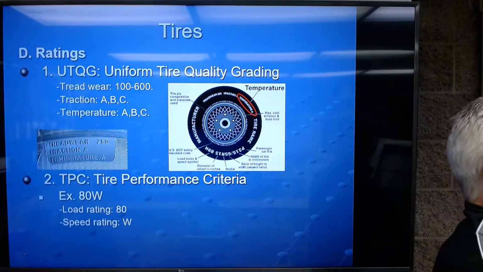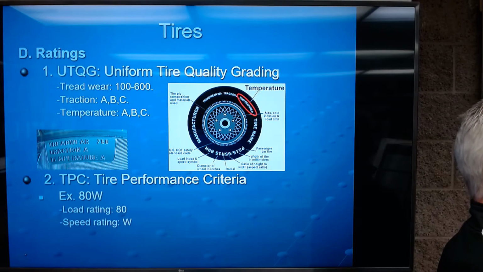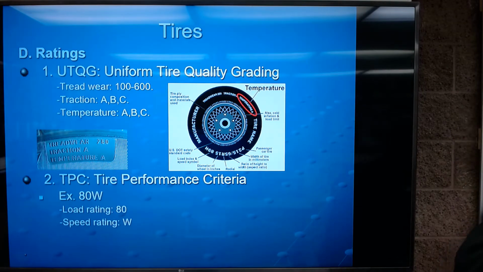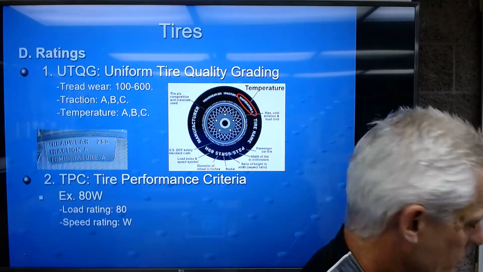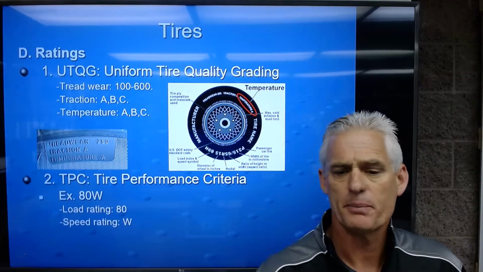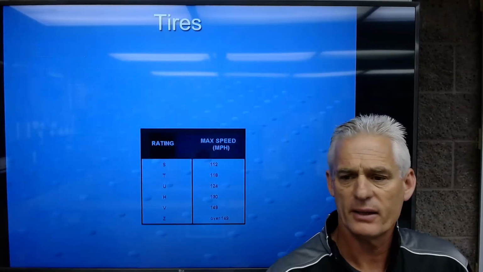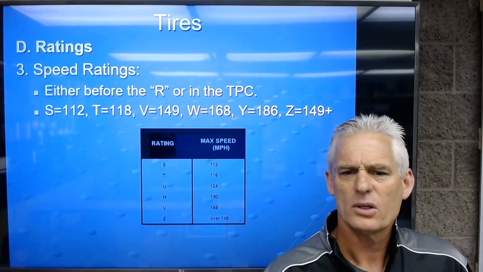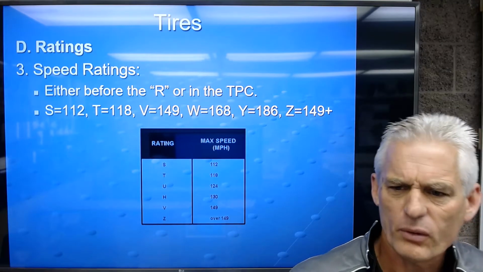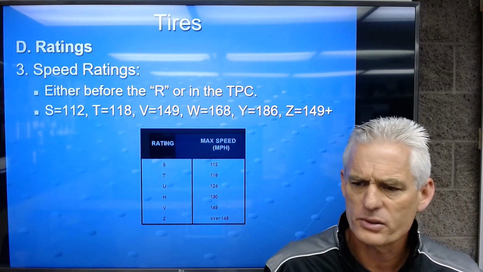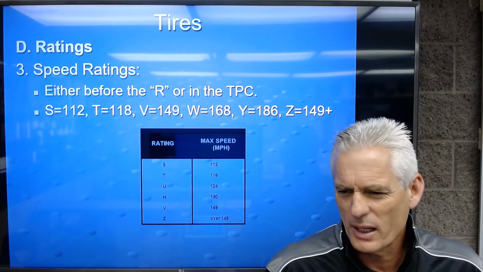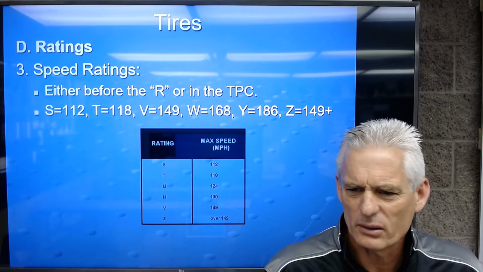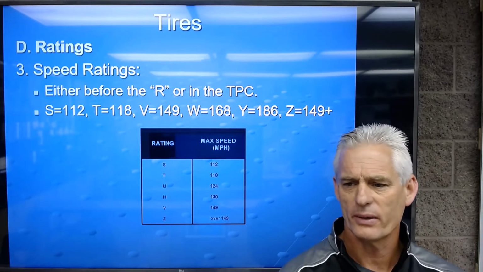Just double checking here. Yeah, that is what it can sustain for 30 minutes. And then it starts to overheat, and they say that it could separate. So they tell you don't go any faster than that for any more time than that. So speed ratings are either before the R or in the tire performance criteria. These ratings change, but S is 112, and you can see a little chart there of different ratings. Yeah, if you got the Z rated tires, you go 149 plus, you're styling, dude.